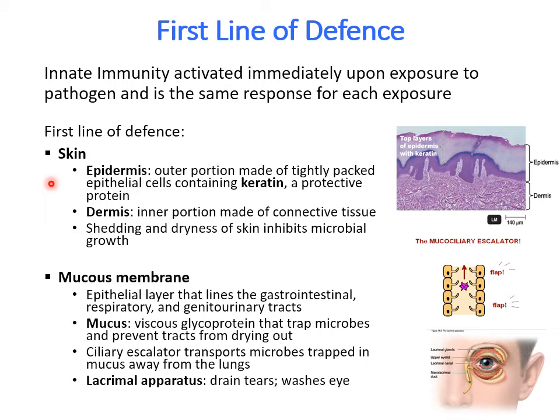Skin contains keratin, which is a structural protein that helps form a physical barrier to prevent the entry of pathogens. Mucous membrane lines the gastrointestinal, respiratory, and genitourinary tracts of the body. Mucous membrane produces mucus that helps trap foreign particles. The cilia present in the lower respiratory tract propel the microbes outside, allowing for the removal of invading pathogens. The lacrimal apparatus of the eyes produces tears to flush out any microbes entering the body.